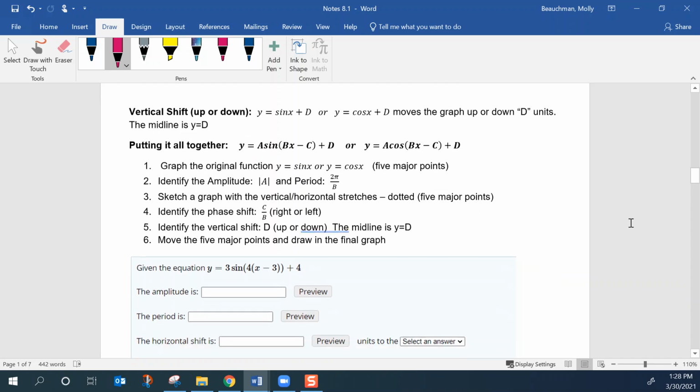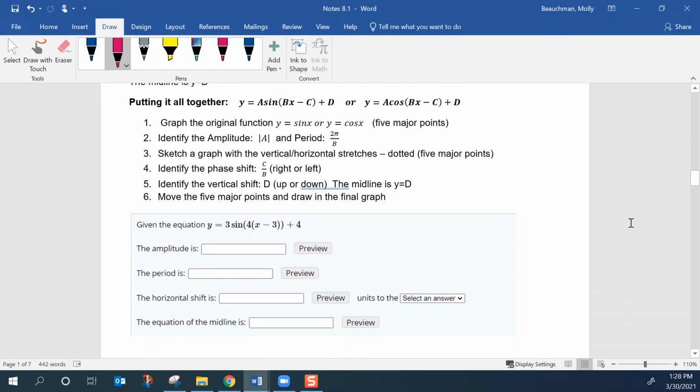So let's put it all together. If you have the graph of y equals a sine bx minus c plus d, or a cosine bx minus c plus d, the steps for graphing: graph your original function and label your 5 major points. Then find the amplitude and period. Sketch a graph with your vertical and horizontal stretches dotted with your 5 major points. Then figure out your phase shift, c over b, and if it's moving to the right or left. Identify the vertical shift, whether it's going up or down, and your midline.